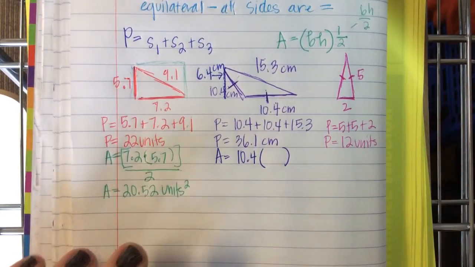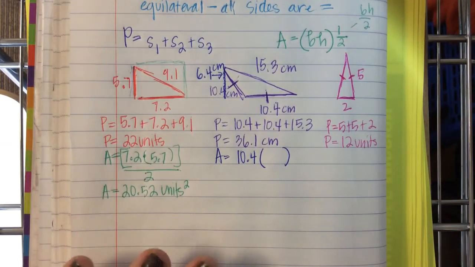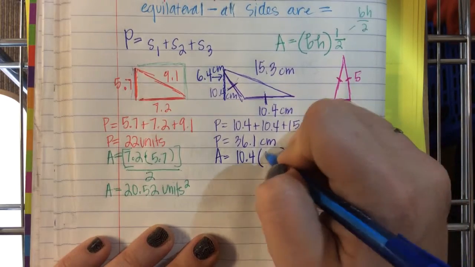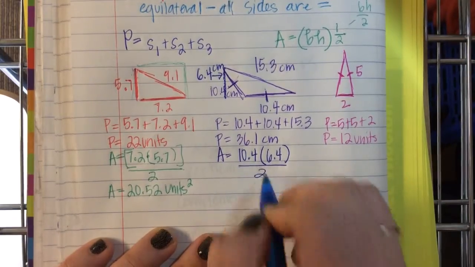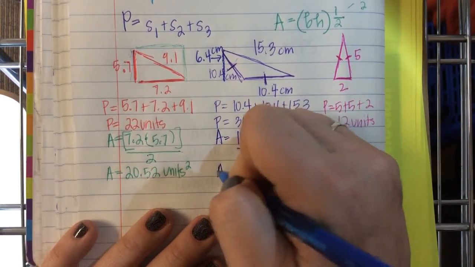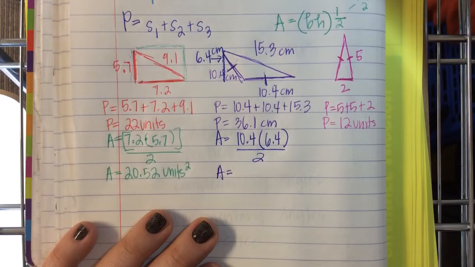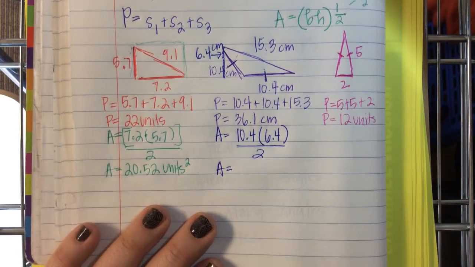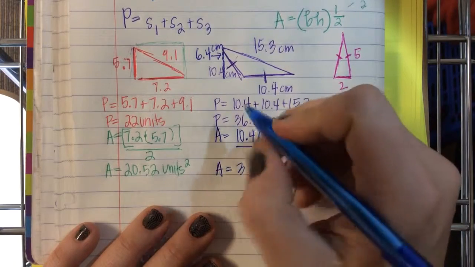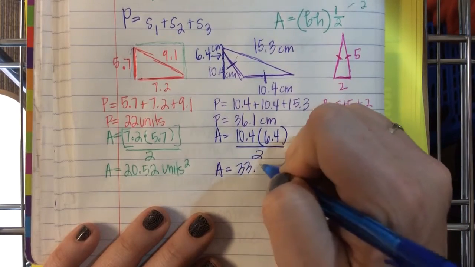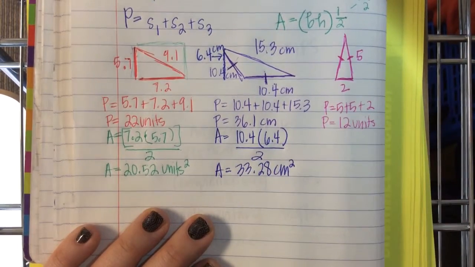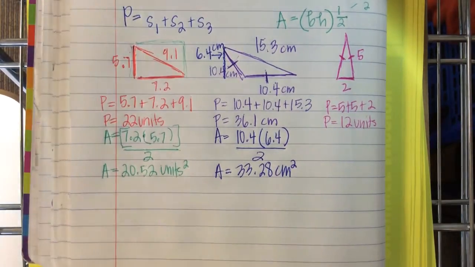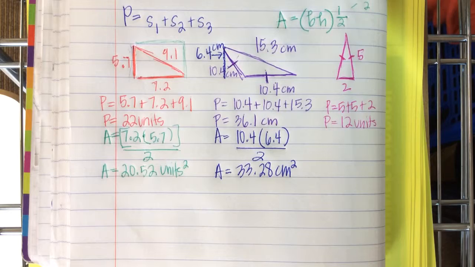So what's the base? 10.4 times what's the height? And is that my answer? No, because it's a triangle, I have to divide by 2. So what does it equal? 33.28. What? Centimeters squared, because it's area.